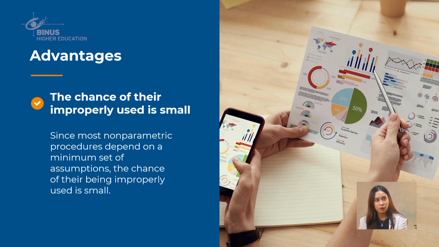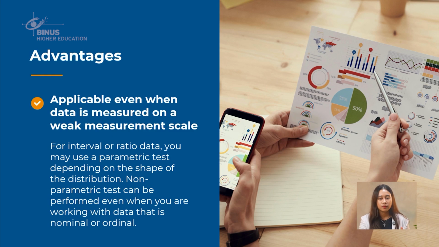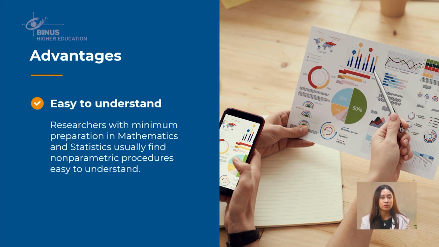But before the last advantage, one of the benefits of using statistical non-parametric is that the chance of it being improperly used is small. Since non-parametric testing depends on the minimum set of assumptions, the chance of it being improperly used is small. It is applicable even when the data is measured on a weak measurement scale; it also can be done using statistical non-parametric testing.